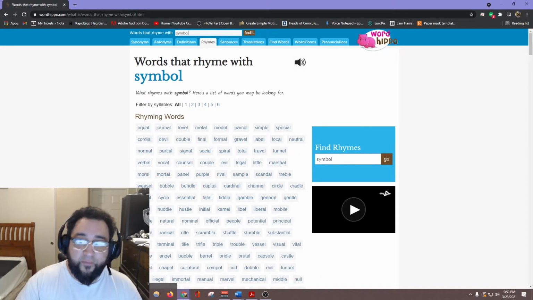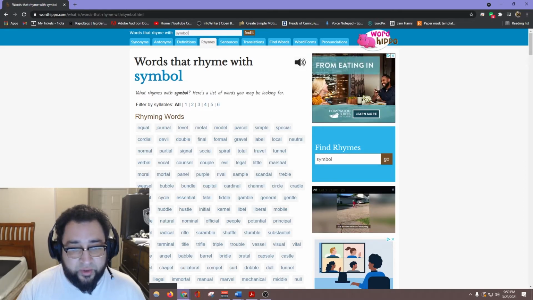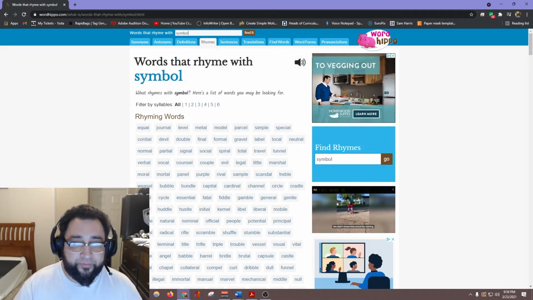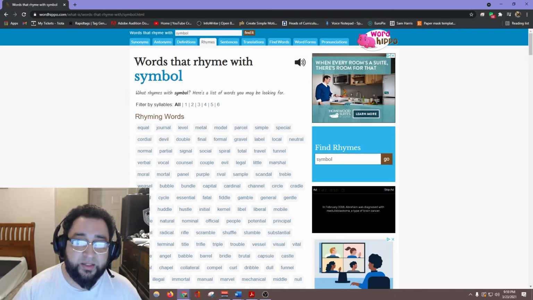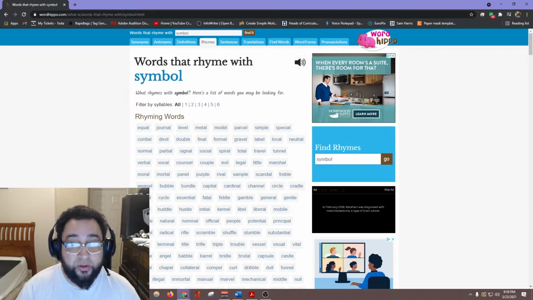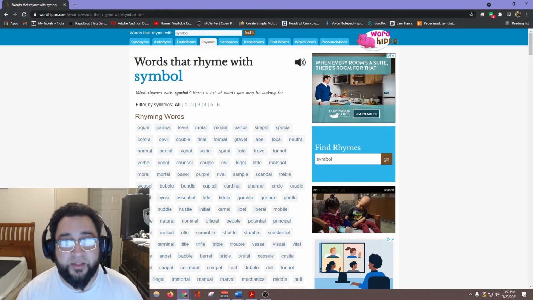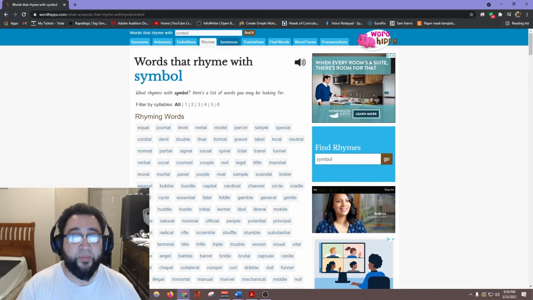Another thing that we can go for, which is pretty fun, is the rhymes. Rhyming with the word symbol are words that sound similar to it: symbol, equal, journal, level, model, simple. These are all words that sort of sound like symbol.